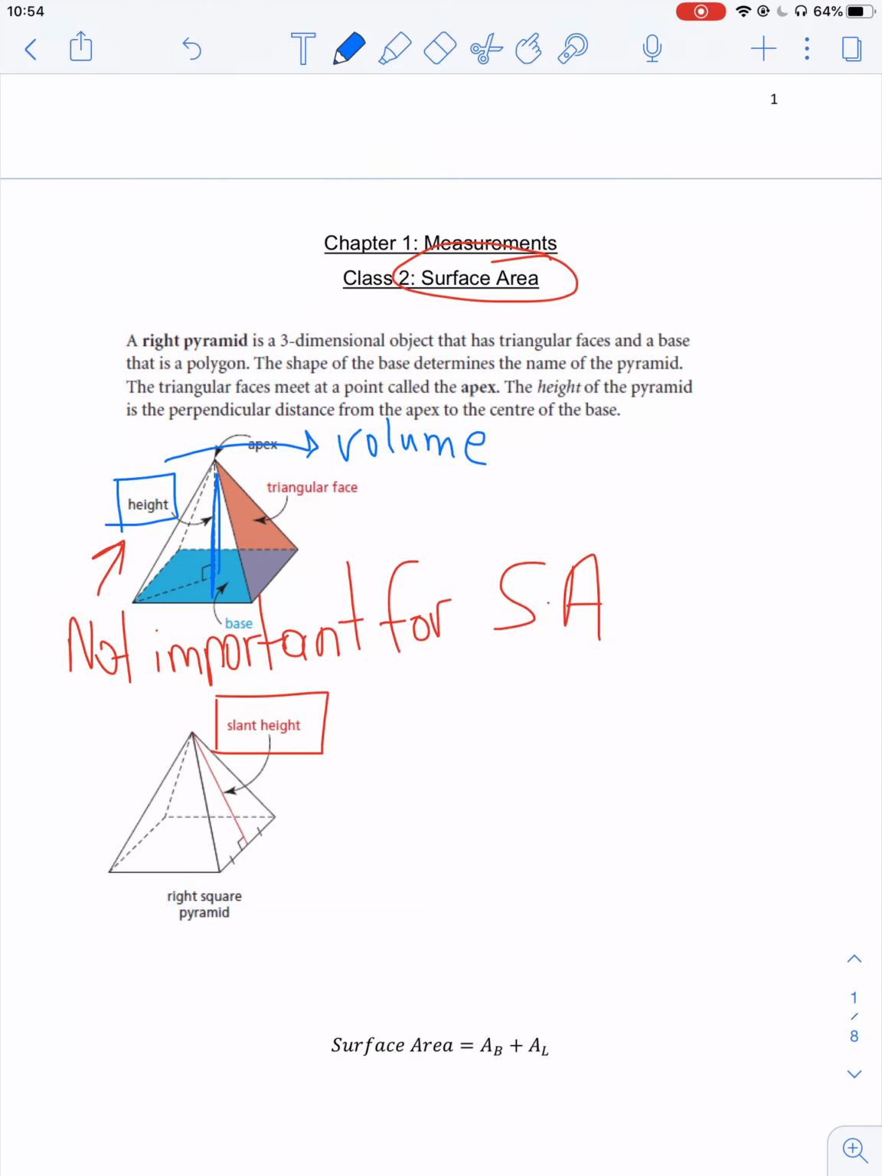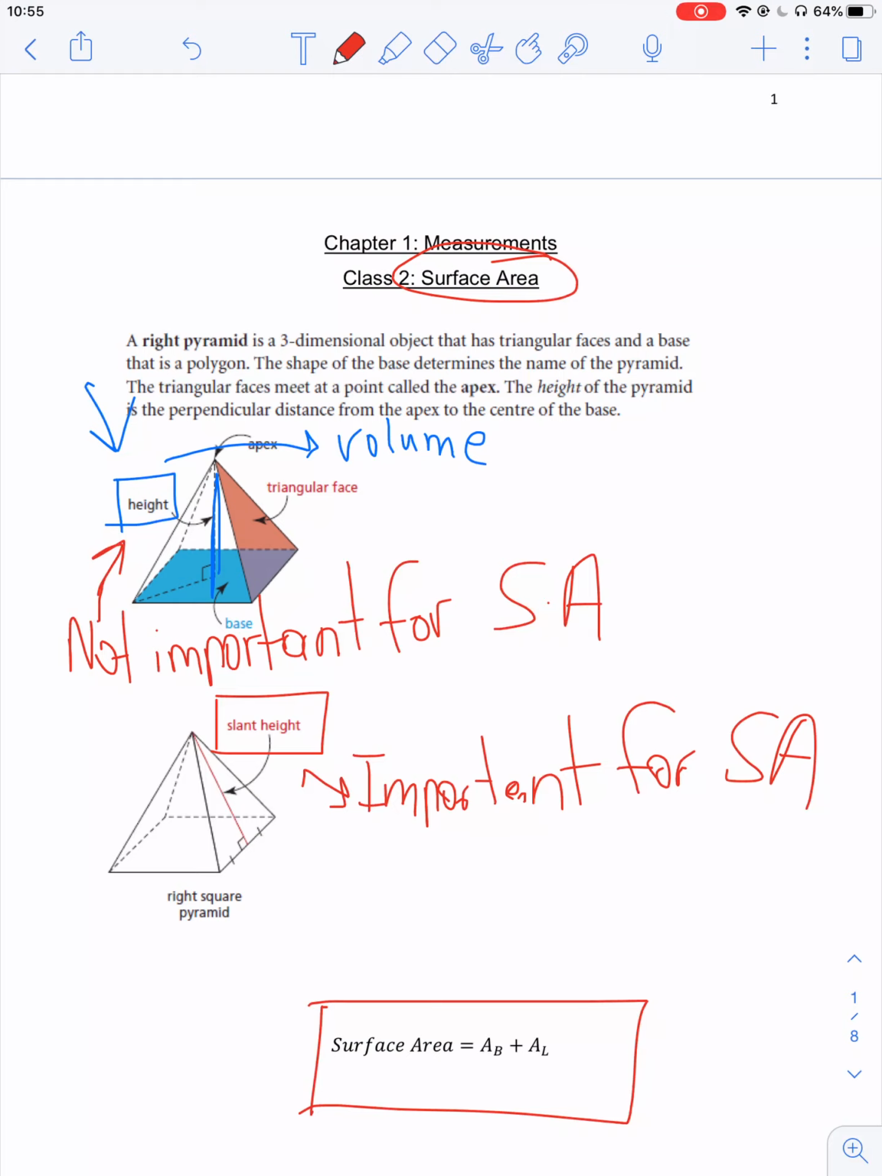This one is important for volume, and this one here is important to find the surface area, okay? So this one is not important for surface area, but this one is. So let me point this out. This is important for surface area. Okay, and the formula, right?